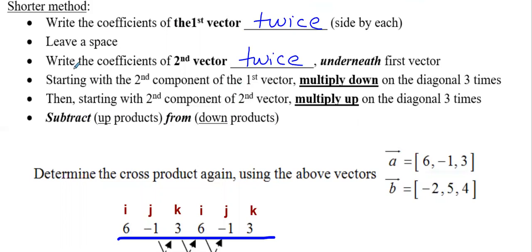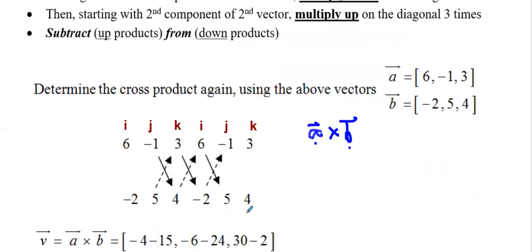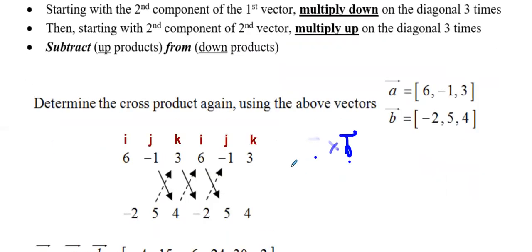Leave a little bit of space, then you're going to write the coefficients of the second vector twice underneath the first vector. So the second vector is B because, again, we're looking at A crossing with B. So A is the first, B is the second. So you do this little setup. Now the arrows are going to help you get all the results that you need.